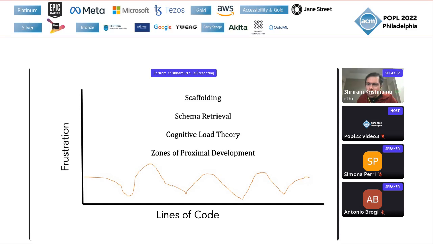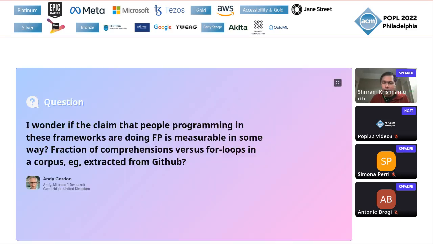So Andy's going back to my question from a few slides ago. I wonder if claims that people programming in these frameworks are doing FP is measurable in some way. Yeah, I think that's a very good question, Andy.